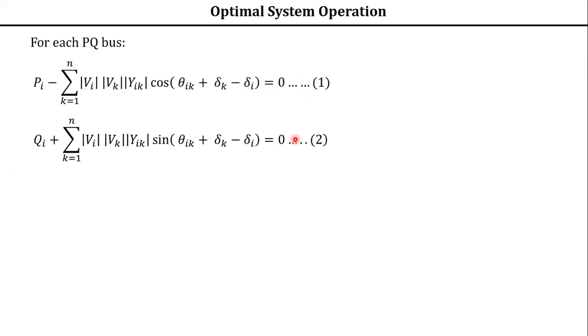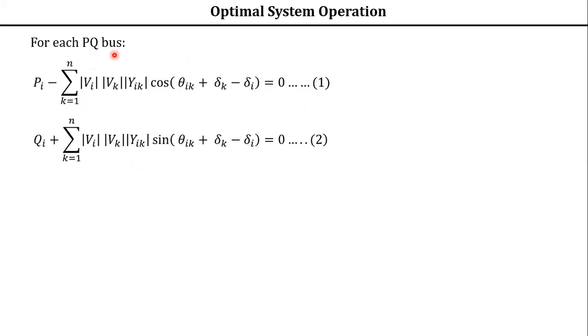These two equations we have developed in the load flow solution under the NR method. Only the thing is, there we have written Pi is equal to this equation, Qi is equal to minus of this equation. But here we are taking that to the LHS and equating to 0. Call those equations 1 and 2.